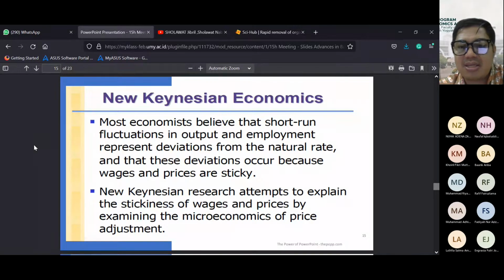And new Keynesian research tries to explain the stickiness of wages and prices by examining the microeconomics of price adjustment. So it is because the adjustment is quite difficult. In the context of the new Keynesian economics, once the policy has been set, this policy must be maintained for a long time. There are no changes in the short run.